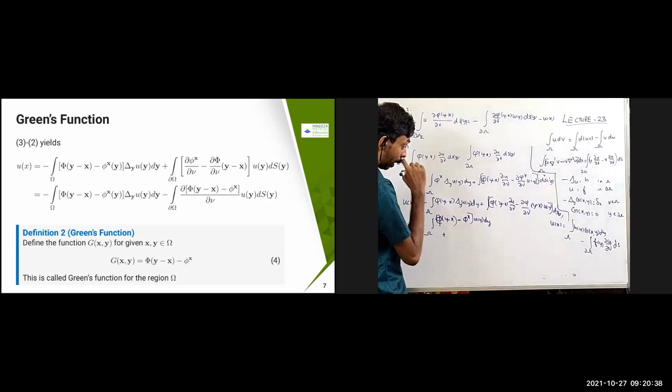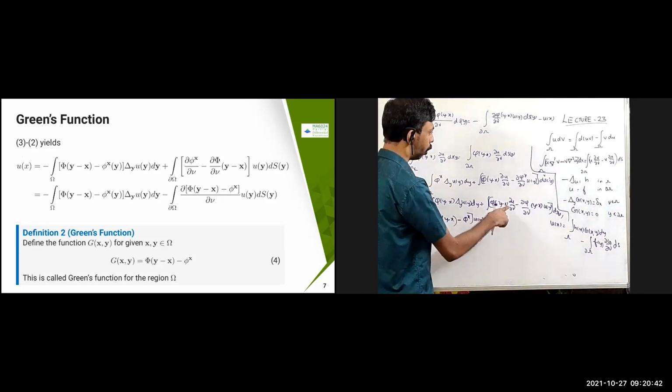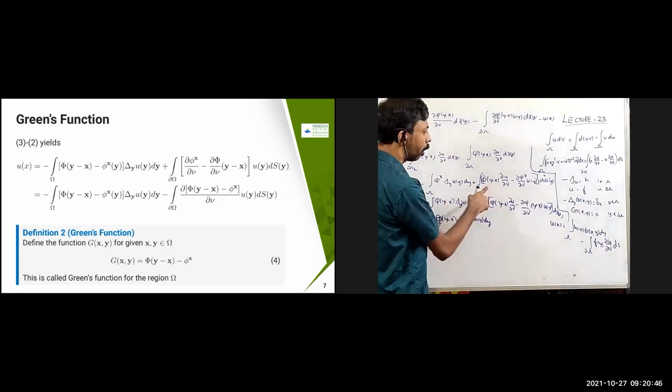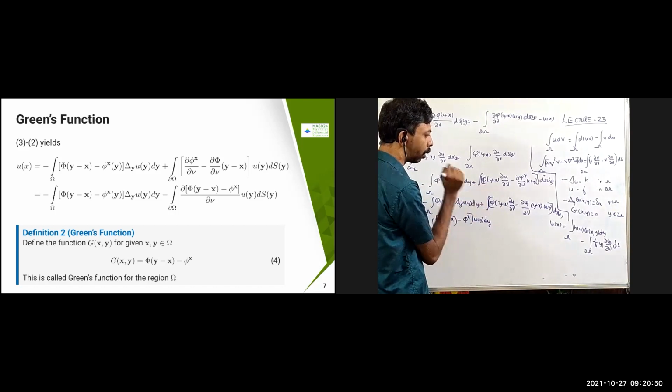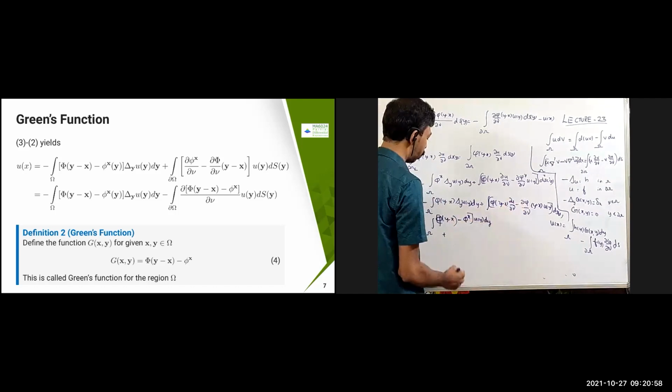So that is going to become, once again, dou u by dou nu is there. Okay, and here these two terms. Okay, so one term is going to vanish, I think. Yeah, these two terms get cancelled because here positive, here negative. So this is going to vanish. Only this term is going to be there.